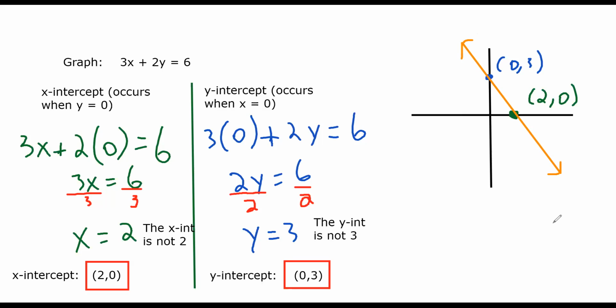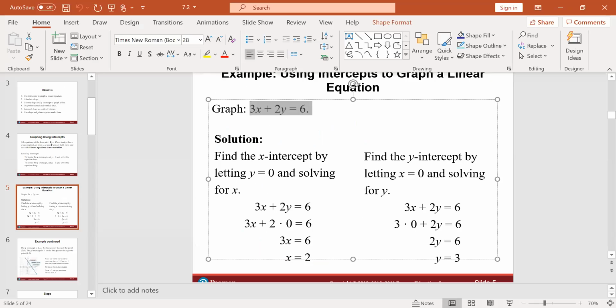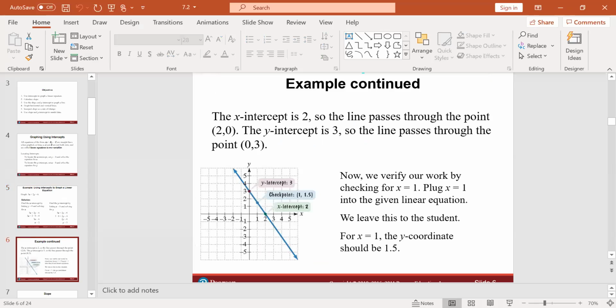In most cases, you can graph with intercepts unless it just so happens that the line crosses through the origin here, the center point, because then the x and y intercept are both 0, 0, and you don't have a second point to go off of. So you're going to have to do something a little more crafty in that particular case. But that's graphing by the intercepts. You can see they got basically the same thing.